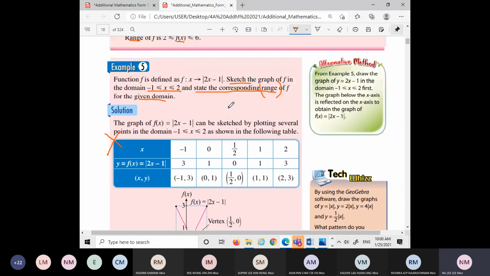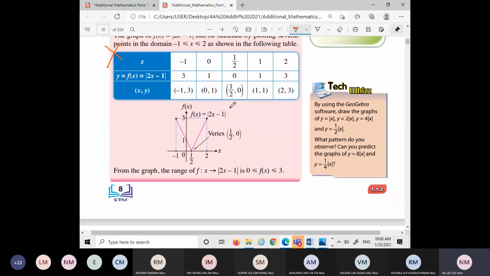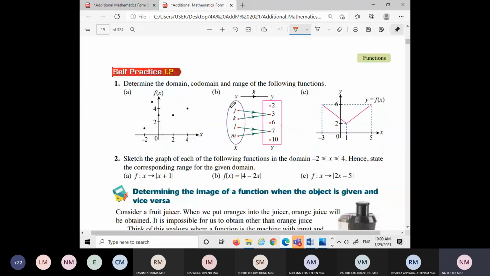Okay, just now I gave you the 2 methods. If you already know which method you want to use, you can just show one method. If you like both methods, you can show both methods. Okay, then after that, this one as your homework as well. So you can see question number 2, you got to sketch 3 modulus graphs and then state the range. Okay, I think that's all for today. So you got to do skill practice 1.1, 1.2 as your homework, and then the notes as well.